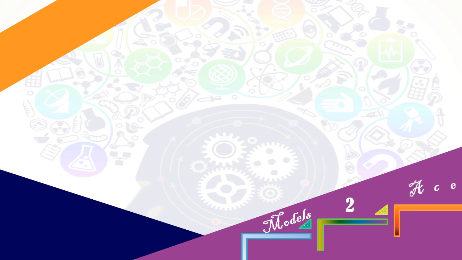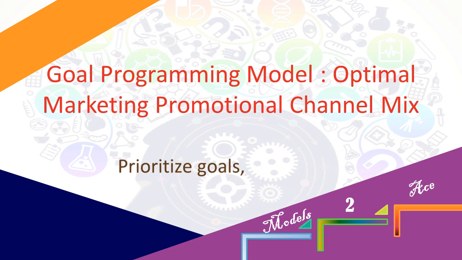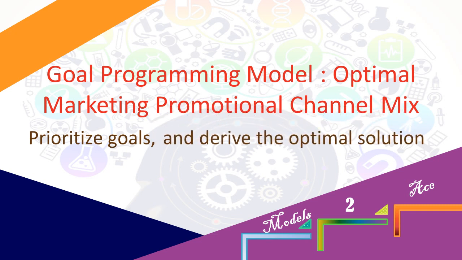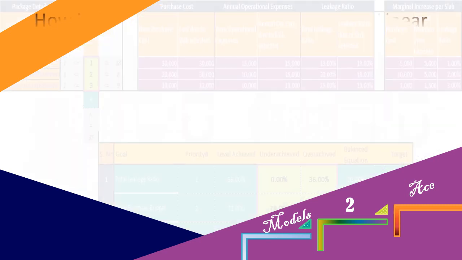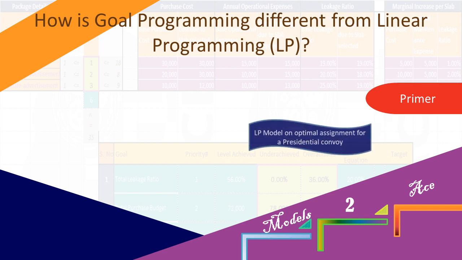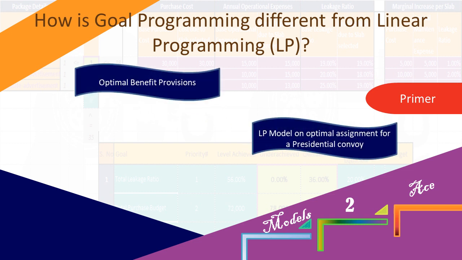Presenting an Excel spreadsheet-based model to arrive at the best possible combination of values of a set of decision variables for meeting a certain set of goals, with distinct order of priorities, in the best possible manner. Using Iterative Goal Programming. Let us revisit the difference between goal programming and linear programming that we demonstrated in the videos on linear programming model for optimal assignment and on optimal activation of benefit provisions for employees.